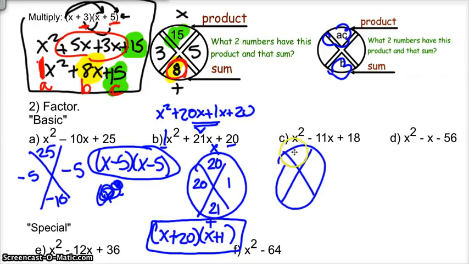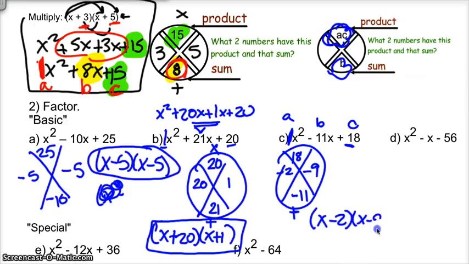Things that multiply to give you 18, because 18 is that a times the c value, a, b, c. A times c goes up top. Negative b, negative 11, is your b value. What multiplies to give me 18? 9 and 2, but when I add them, it has to give me a negative 11. So if they're both negative, x minus 2 and x minus 9.